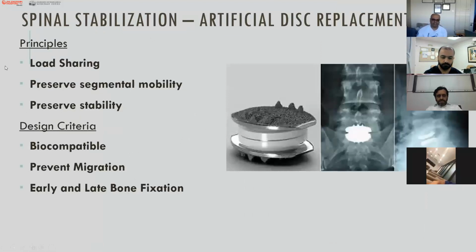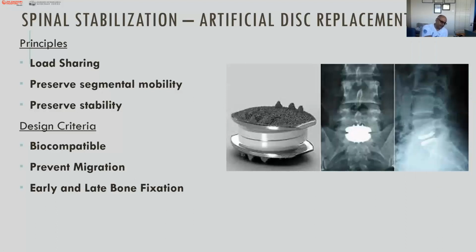So if this was not the right answer, people thought about load sharing devices. Again, the same analogy which we take in joint replacements, that is knee replacement versus knee fusion. Initial treatment for the arthritic knee was knee fusion, followed by joint replacement, same for the hip. And the load sharing concept came in, with the idea of preserving intersegmental mobility and preserving stability.